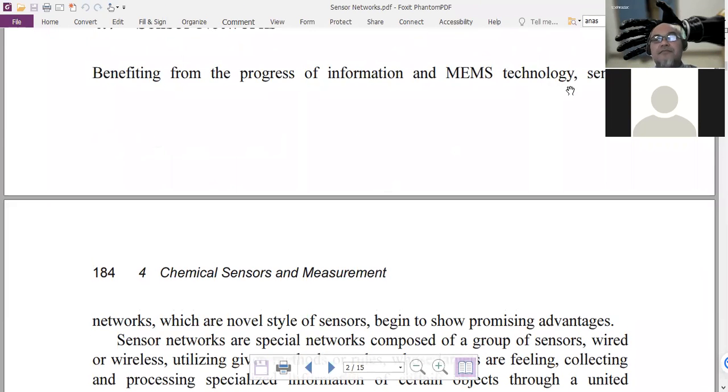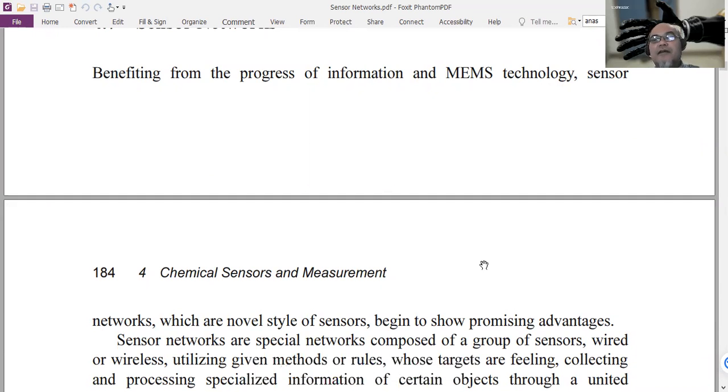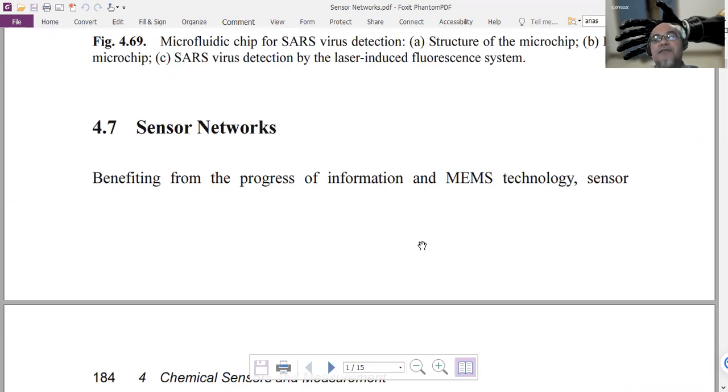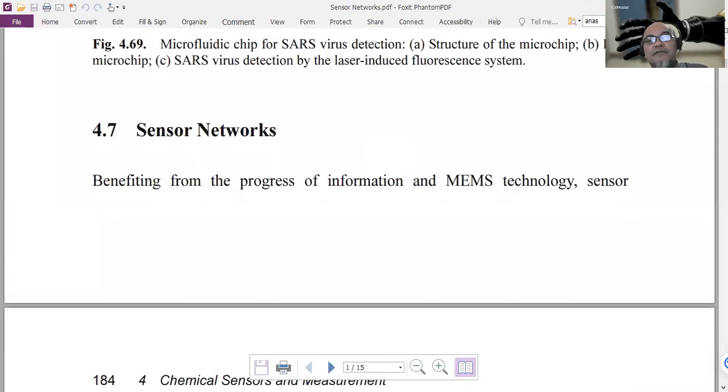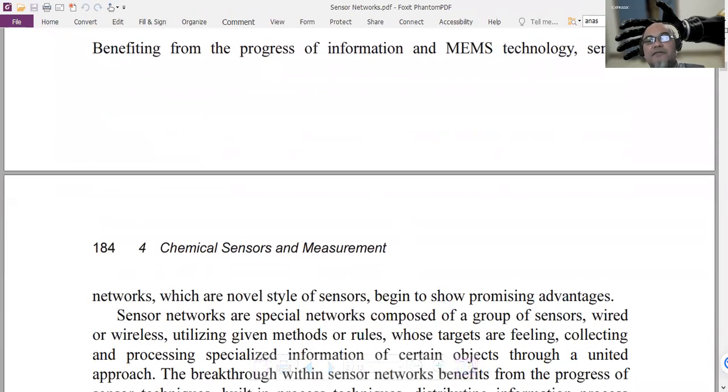So the idea is, of course, we have different sensors that can detect multiple parameters from an environment, from an object, or from a system. So this is how sensor networks play a role.